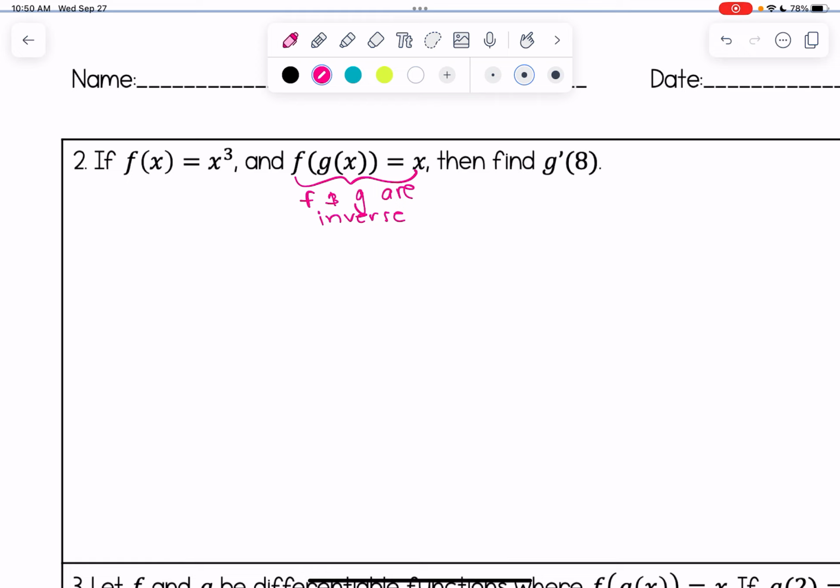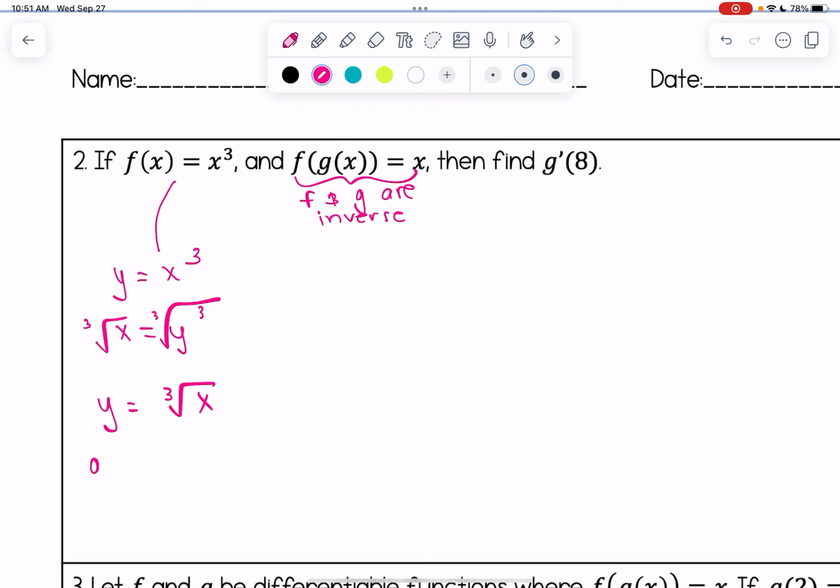All right, so we know that f of x equals x cubed. For the sake of this problem, I'm just going to put y equals x cubed. And let's think about how we find our inverses, like in the previous problem. We switch x and y, and then we solve for y again. So to do that, I'm going to take the cube root of both sides. So y is equal to the cube root of x. And since this is really our inverse function, I'm going to now put g of x is equal to the cube root of x.